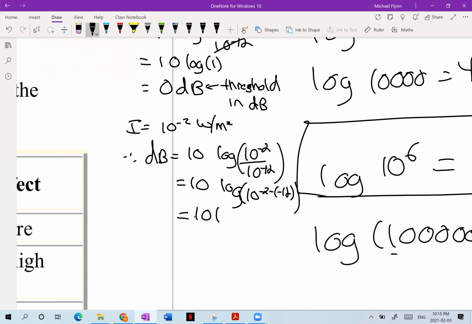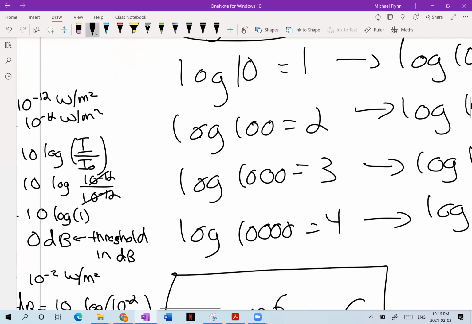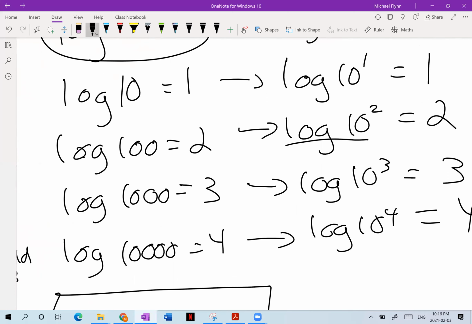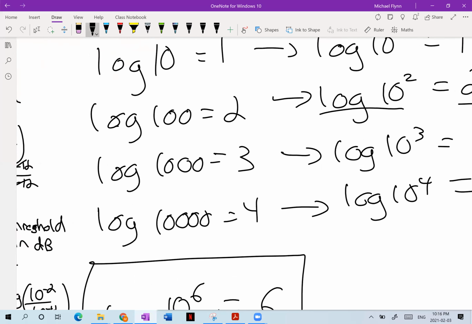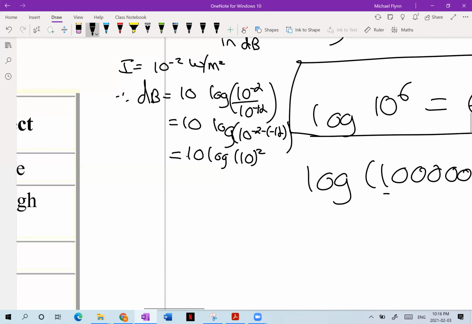Okay, so 10 times the log of 10 to the power of 10. Now, what does the log function do? It tells you what the exponent is, right? So the log of 10 to the power of 10 is 10. So I'm going to get rid of this whole thing, and it is replaced by the number 10. So it's just 10 times 10.